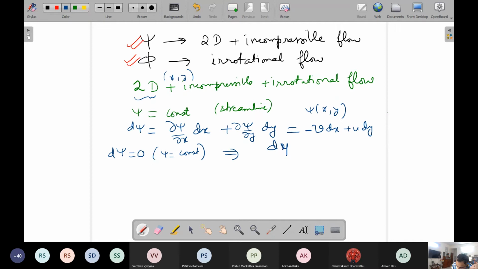That means dy/dx for the psi equal to constant lines is equal to v by u. So dy/dx is a very important parameter for any curve. From your basic calculus knowledge, all of you know, it represents the slope of the tangent at a given point, say x comma y.